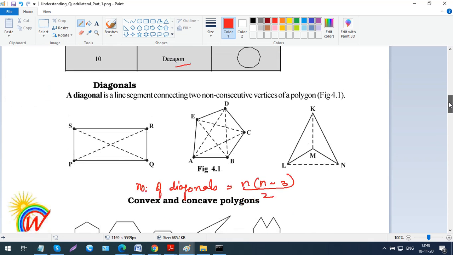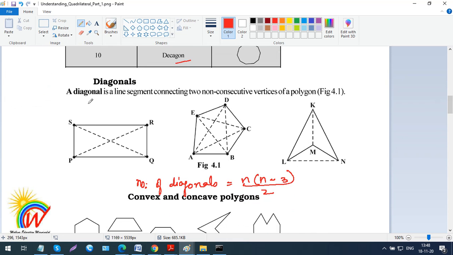Now based on the diagonal. First you should know what a diagonal is. When you have a figure, the crossly joined line, crossly joined points, a diagonal is a line segment connecting two non-consecutive vertices of a polygon. When I say consecutive, this means the next to next, the one closer to you.